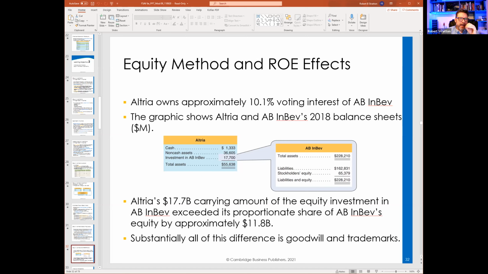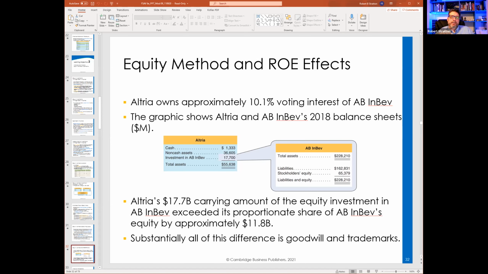but if you look at AB InBev's stockholder equity of 65 billion, 10% of that is only $6.5 billion. So why is Altria showing 11 billion more? It can be misleading. Why is there a difference?